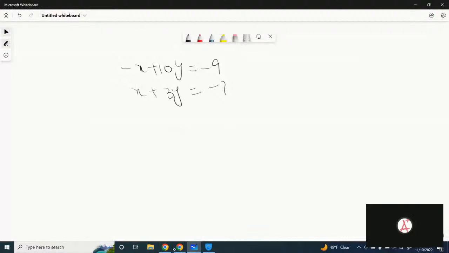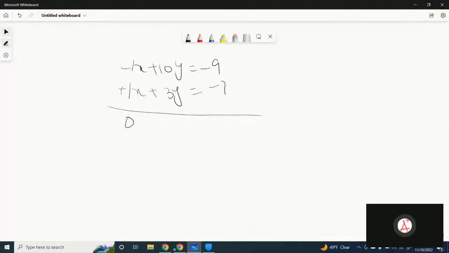Here you have negative 1 and 1, the constant values of the x is negative 1 and 1. Got it? When you add both the equations, negative 1 and 1 makes 0. So just add both the equations. Got it?